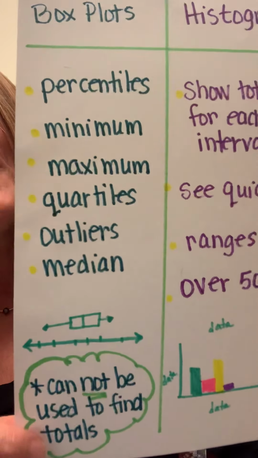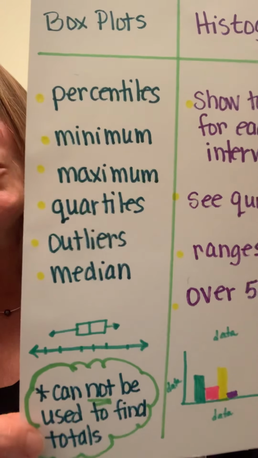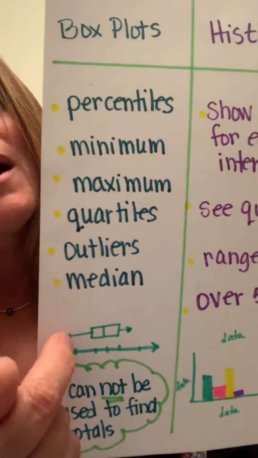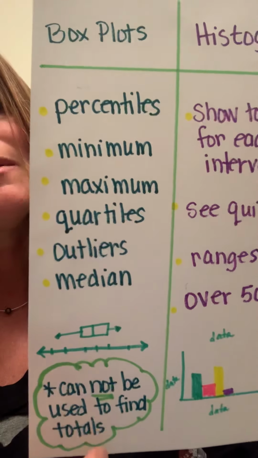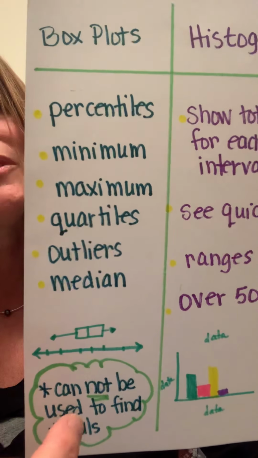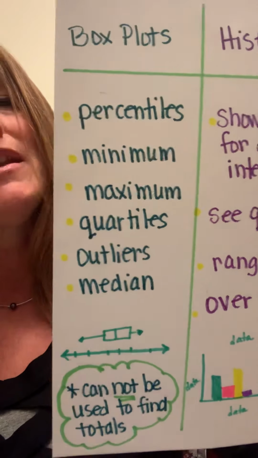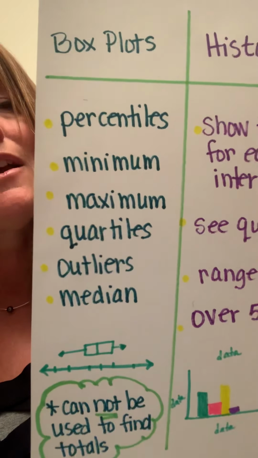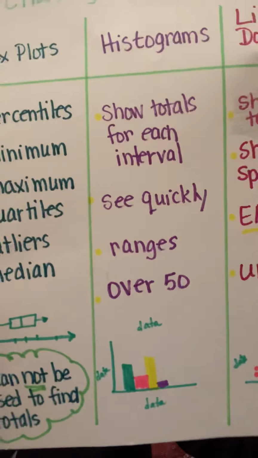However, you cannot use the box plots to find specific totals. Like we don't know how many is right here. We don't even know how many is right there. We just know that there's at least one. But we do not know the amount of it, so we cannot find specific totals. So when you need to find percentiles, the minimum, the maximum, quartiles, the outliers, or the median, you want to choose box plots.